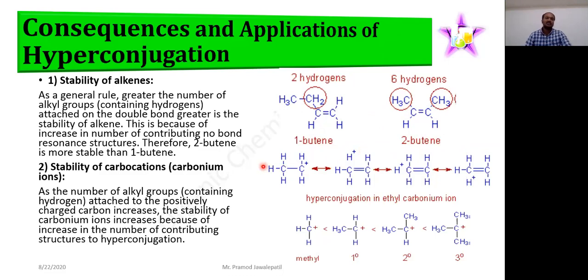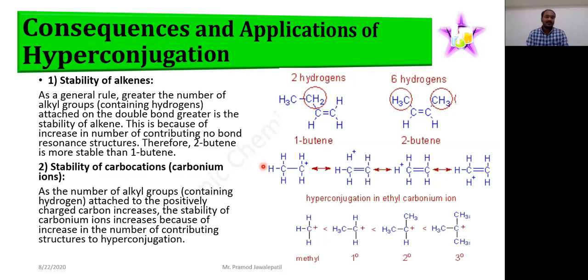As a general rule, the greater the number of alkyl groups containing hydrogen atoms attached to the double bond, the greater is the stability of the alkene. This is because of the increase in the number of contributing hyperconjugation resonance structures. So the number of resonance structures increases. Therefore, 2-butene is more stable than 1-butene.